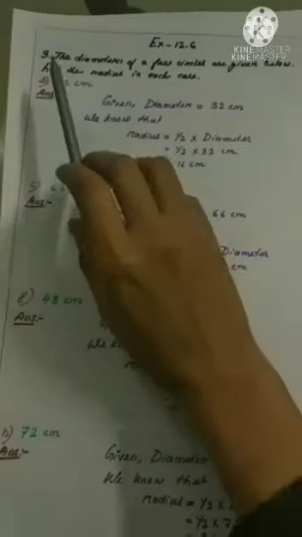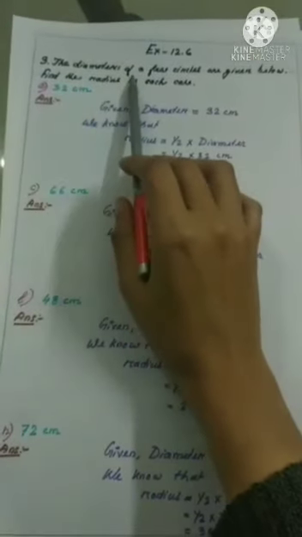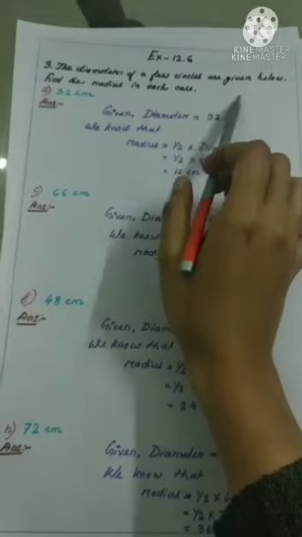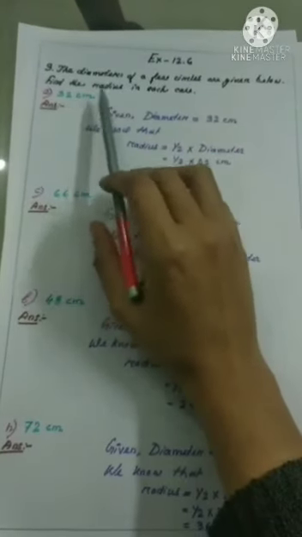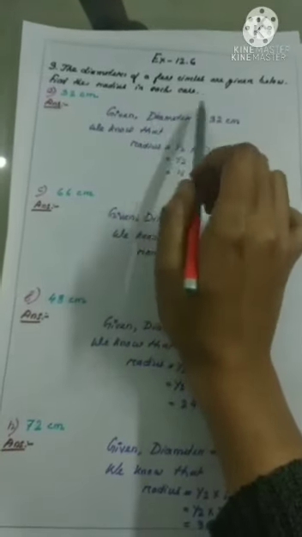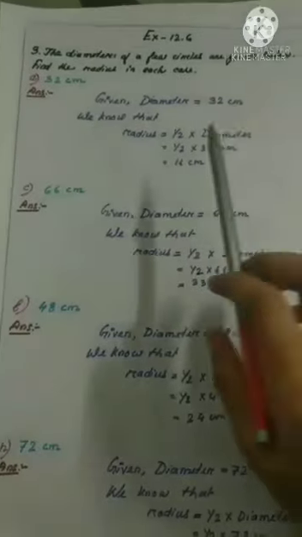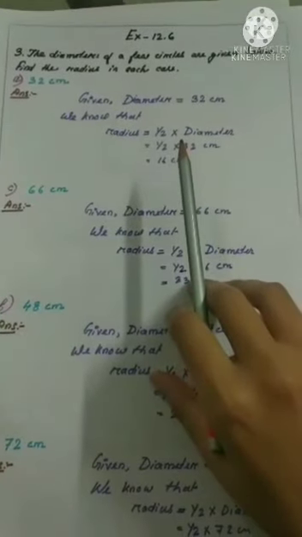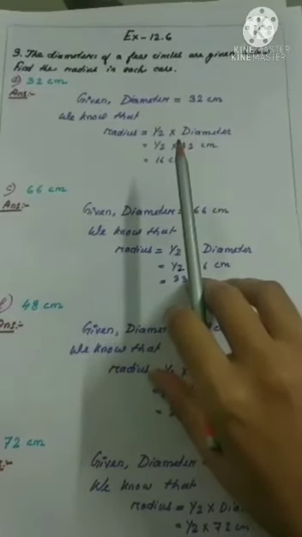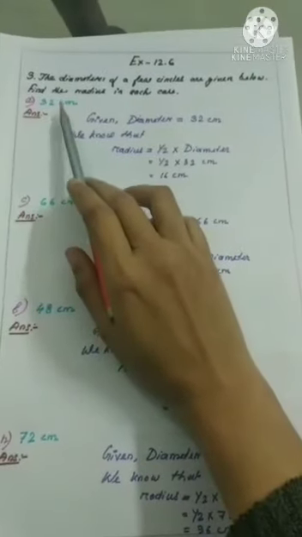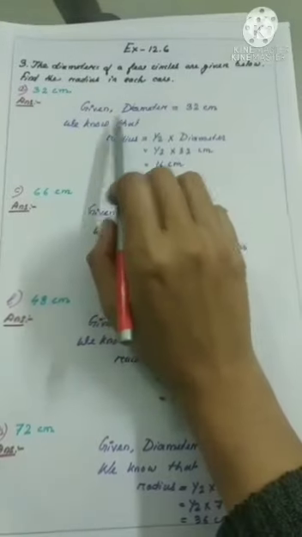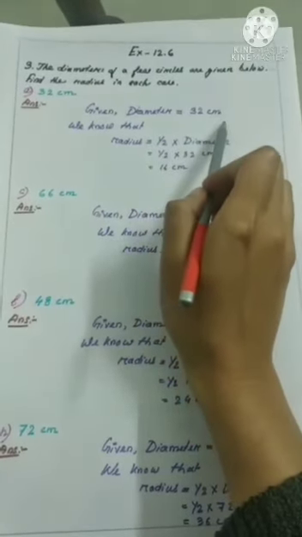Now see question number 3. The diameter of a few circles are given below. Find the radius in each case. So students, here diameters of a few circles are given and we have to find the radius of the circle. Alright. Now see A number, 32 cm. Here given diameter is equal to 32 cm.